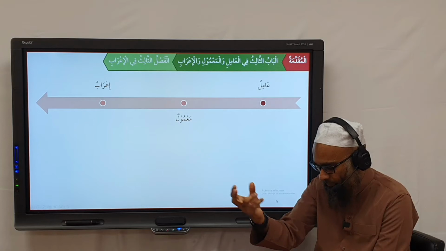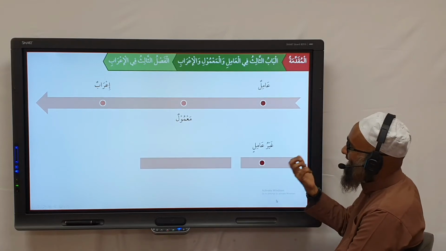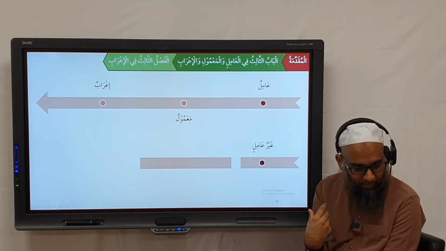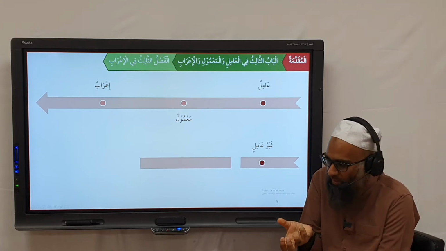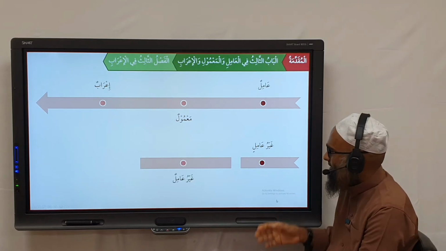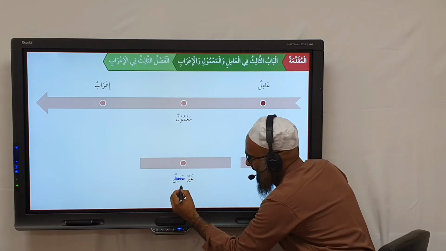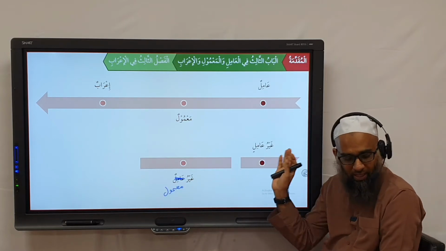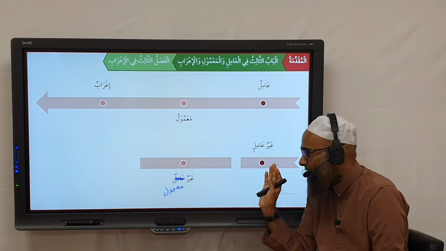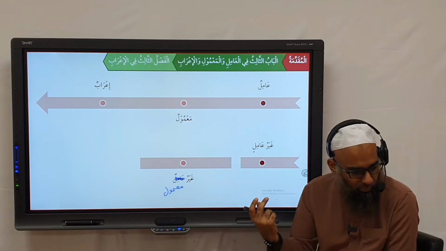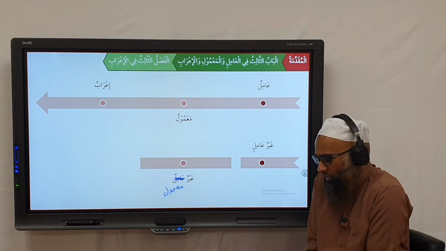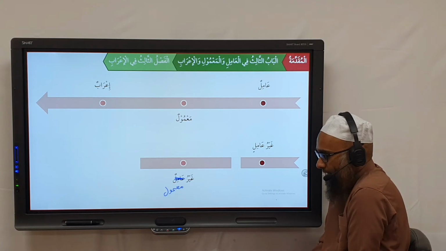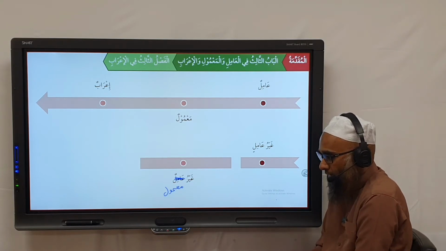state via the i'rab. If the particle is ghayr amil, then the word after it, will it be affected? Well, this will be ghayr ma'mul. Not ma'mul, this will be ghayr ma'mul. If the particle before it is not an amil, ghayr amil means not amil, then the word after it will not be its ma'mul, correct? Make sense? Obvious? Yes? Are you following me?